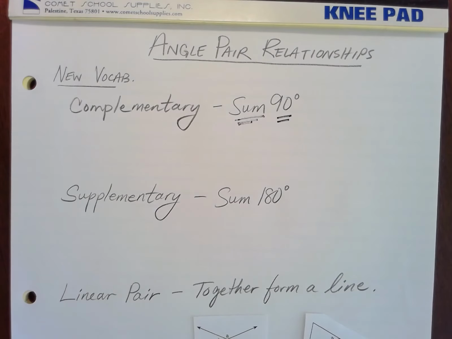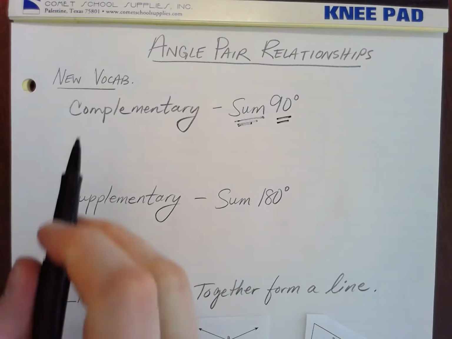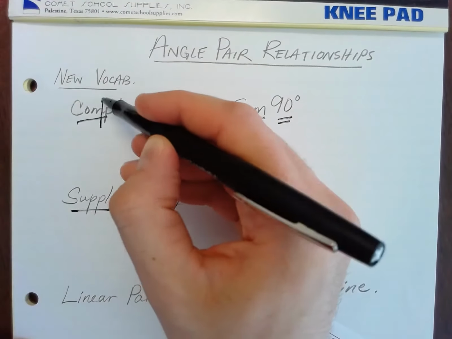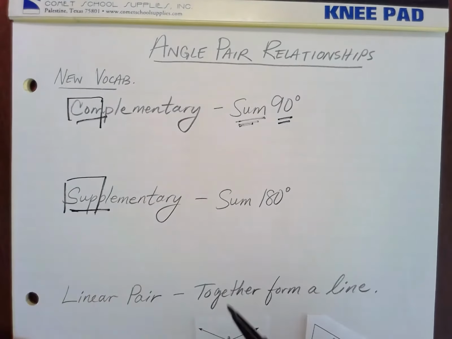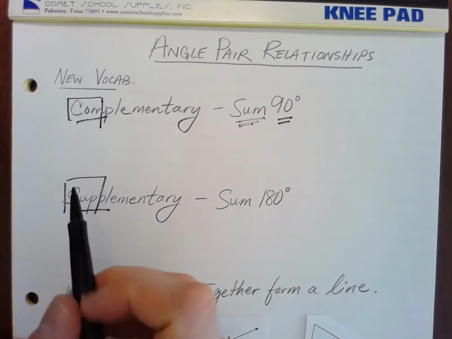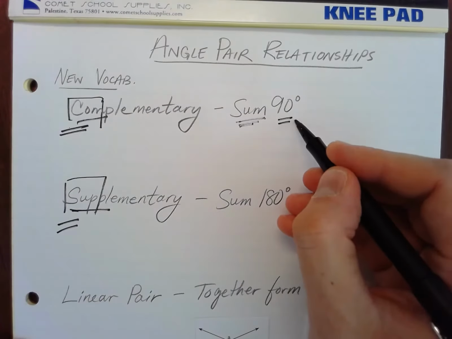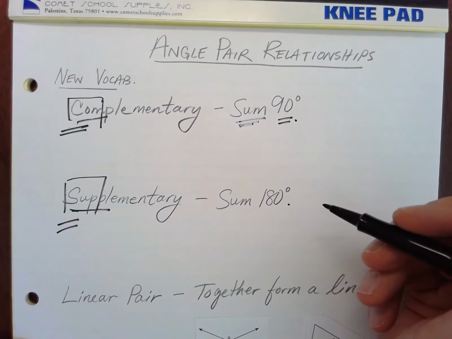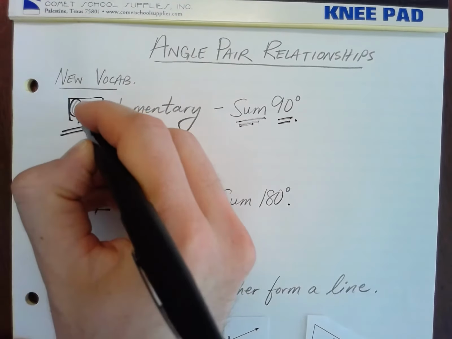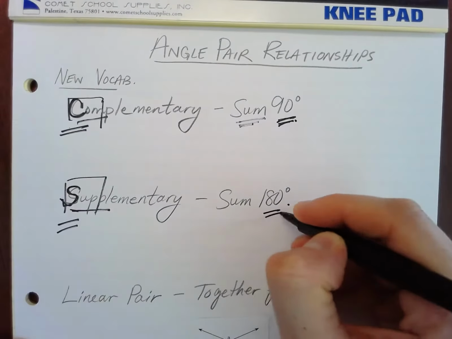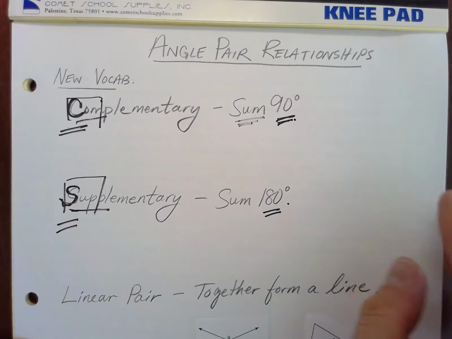And the same goes for supplementary, except that the sum is 180. I like to remember these because they are similar words; really just the first three letters are different and the rest of the word is the same. So I like to remember these because C comes before S in the alphabet and 90 comes before 180 if you're counting up. Makes sense? Just a little way to remember that in your head.